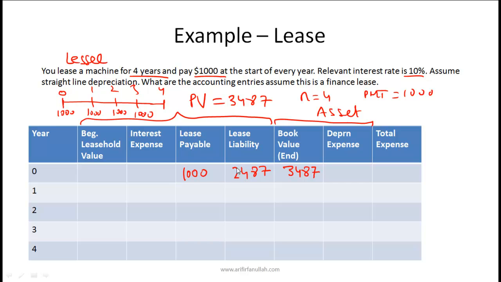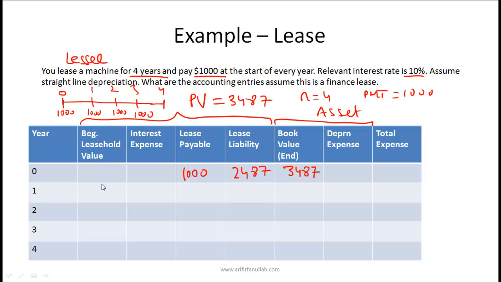Those of you who are studying from Schweser will notice that they assume that lease payments are made at the end of the year, which makes the calculation simpler, but it's somewhat unrealistic because leases are generally paid at the start of every period. So this is your entry right up front, lease equal to 2487, because we have made our payment, and book value of the asset is 3487.